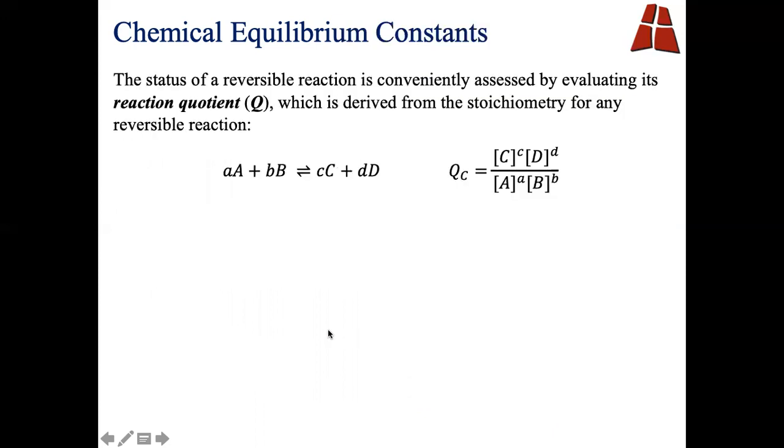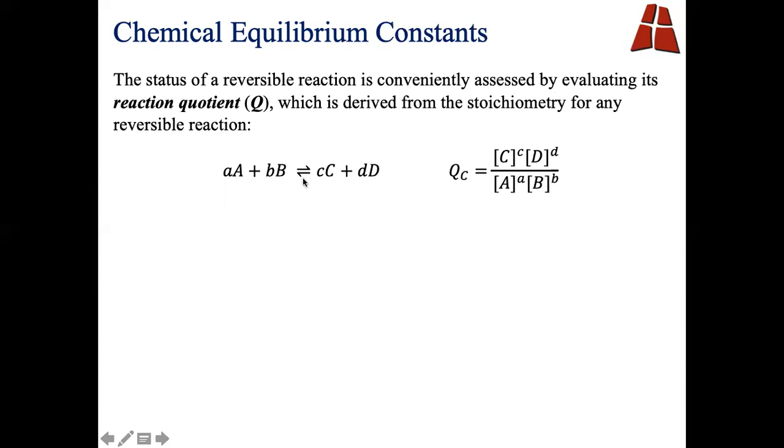Okay. All right, so moving forward with Gen Chem 2, of course, we have our concept and then we want to try and quantify it in some way. And the way we quantify our equilibrium relationships is generally with a reaction quotient, which we give the variable Q, and it's going to be derived directly from the stoichiometry of any reversible reaction.